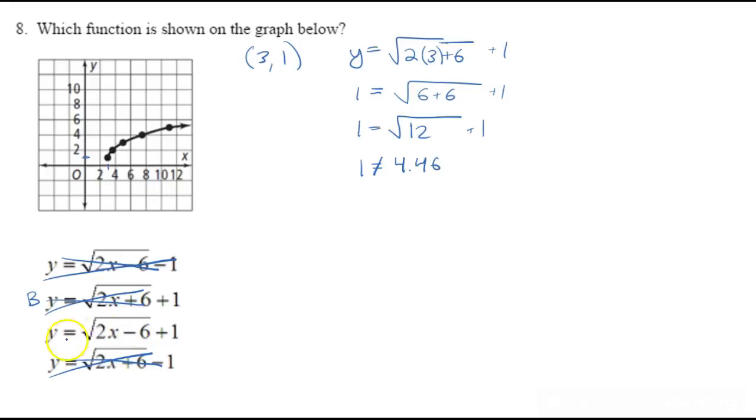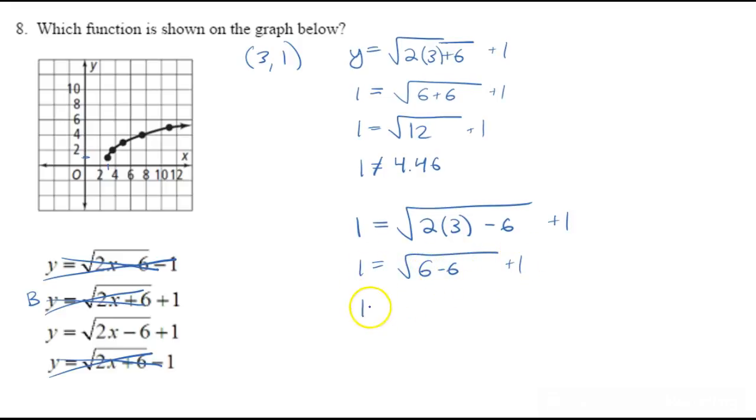So let's check out this equation here. We know that (3, 1) has to be a solution. Let's substitute that in the other equation. 1 is equal to the square root of 2 times 3, but now it's minus 6, plus 1. So 1 is equal to the square root of 6 minus 6, plus 1. 1 is equal to the square root of 0 plus 1. Remember, the square root of 0 is 0, so we get 1 equals 1. Yay! So that answer right there would be our correct answer.